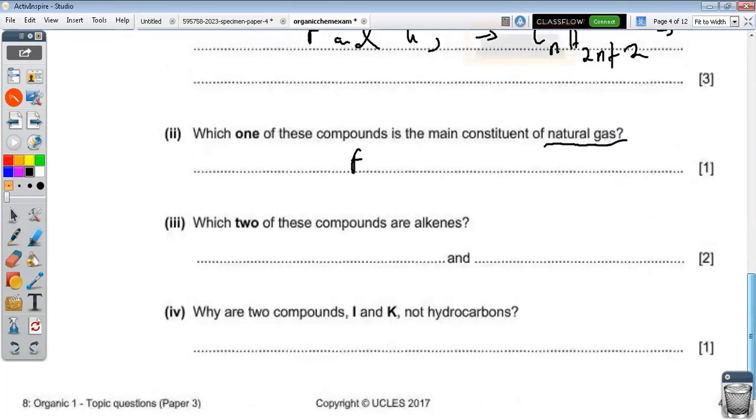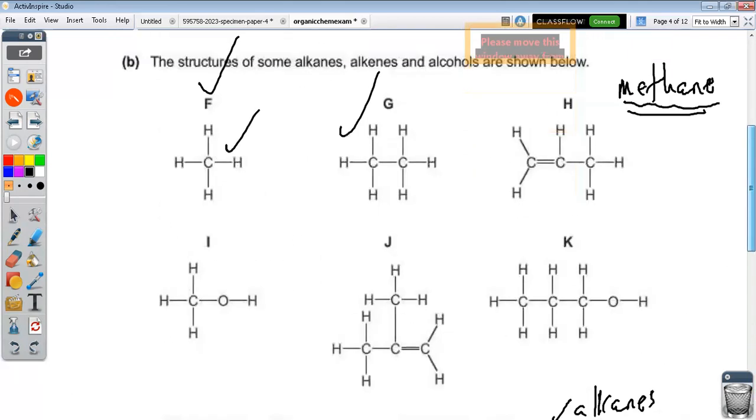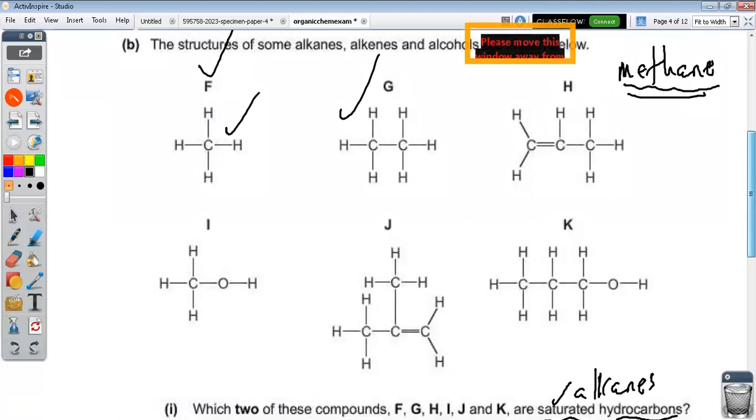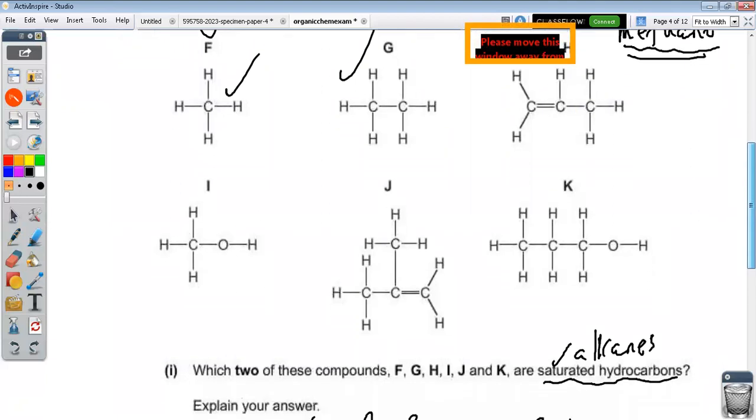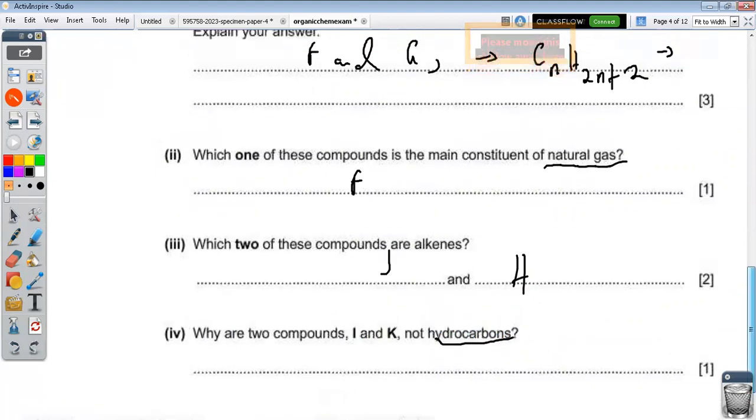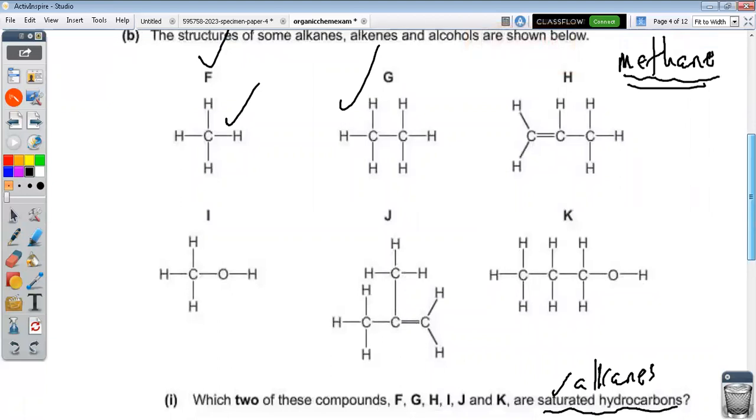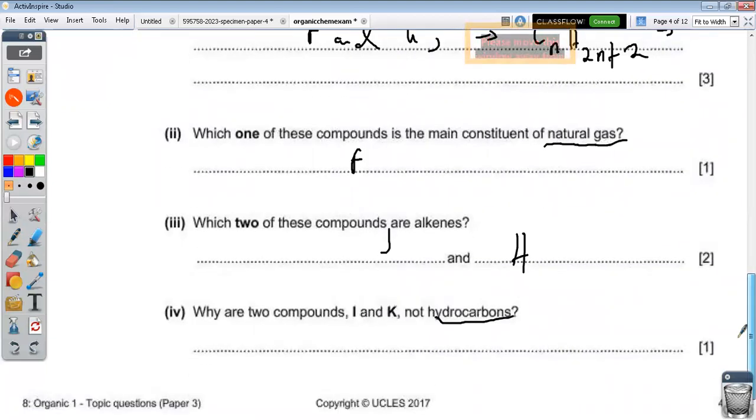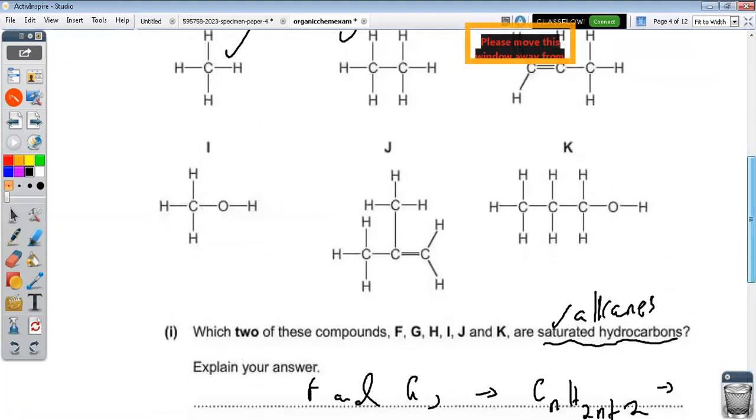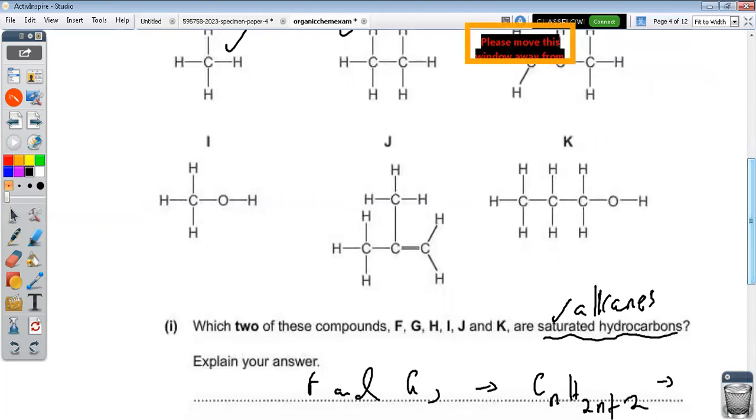CH4. Which two of these compounds are alkenes? You now know the answer. Which of these two are alkenes? J and H. J and H. Which of these two compounds, I and K, are not hydrocarbons? Is that correct English here? Anyway, so which one is not a hydrocarbon between I and K?